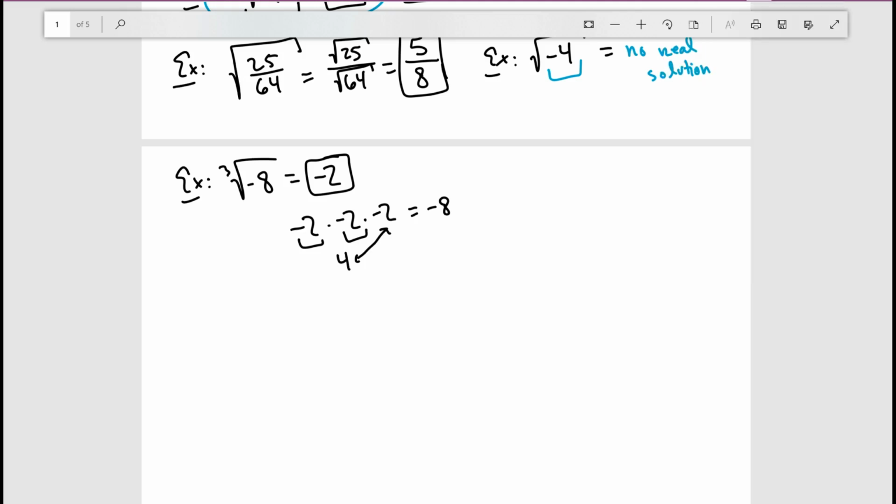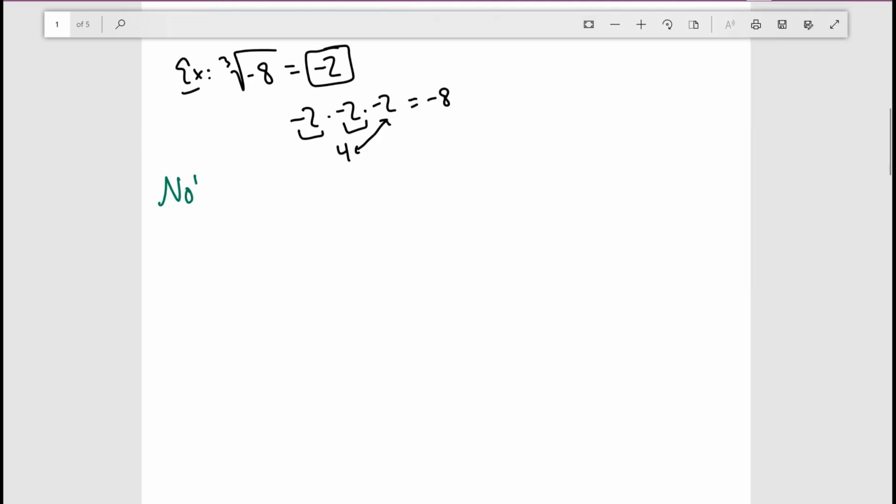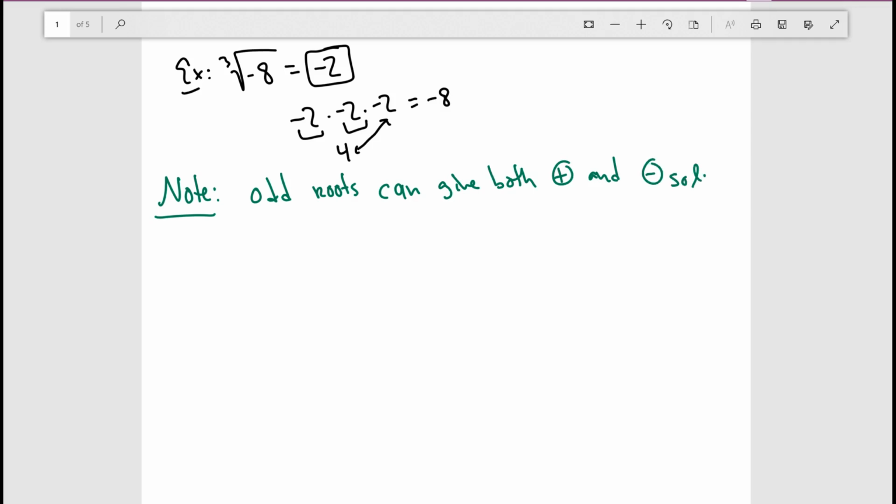So let me make that quick note. So my note here is that odd roots can give both positive and negative solutions. Okay? Even roots cannot. Even roots only give positive solutions. So that's the only one that we have.